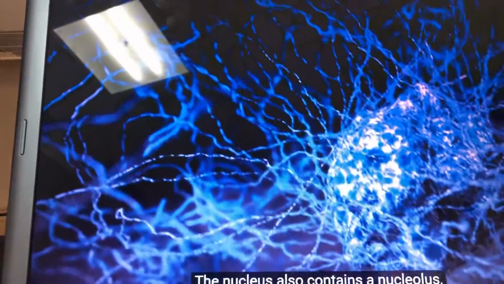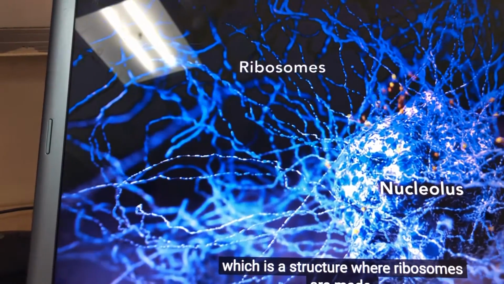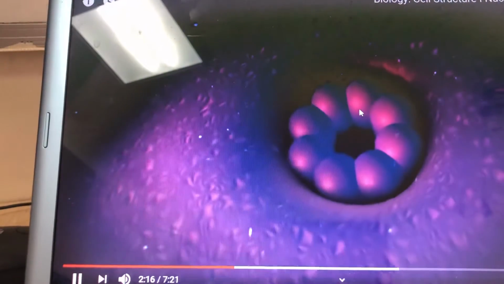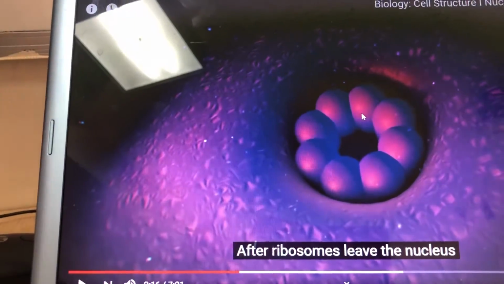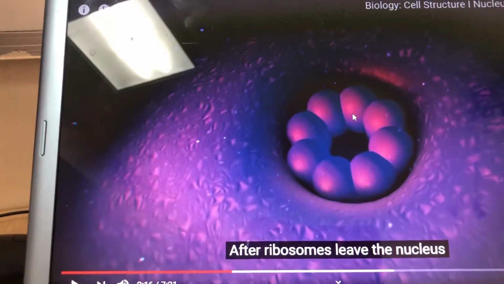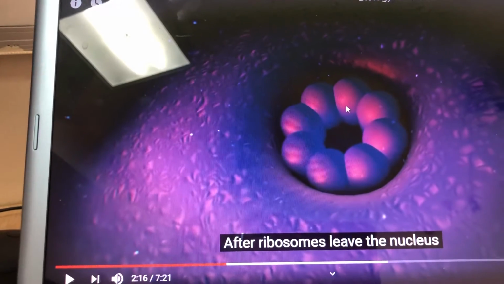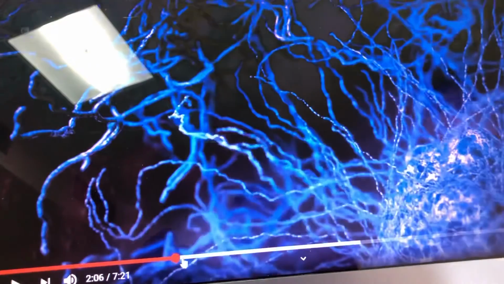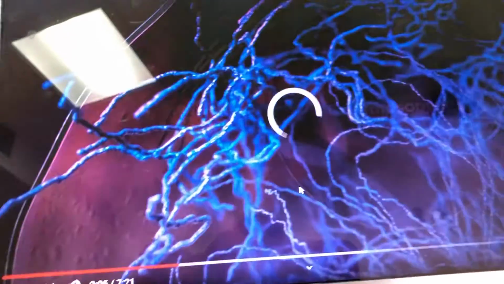The nucleus also contains a nucleolus, which is a structure where ribosomes are made. One of the important structures are the ribosomes, and these ribosomes are factories of proteins, okay? So these ribosomes are synthesized in the nucleolus. This is the nucleolus, if you can see here, this part.